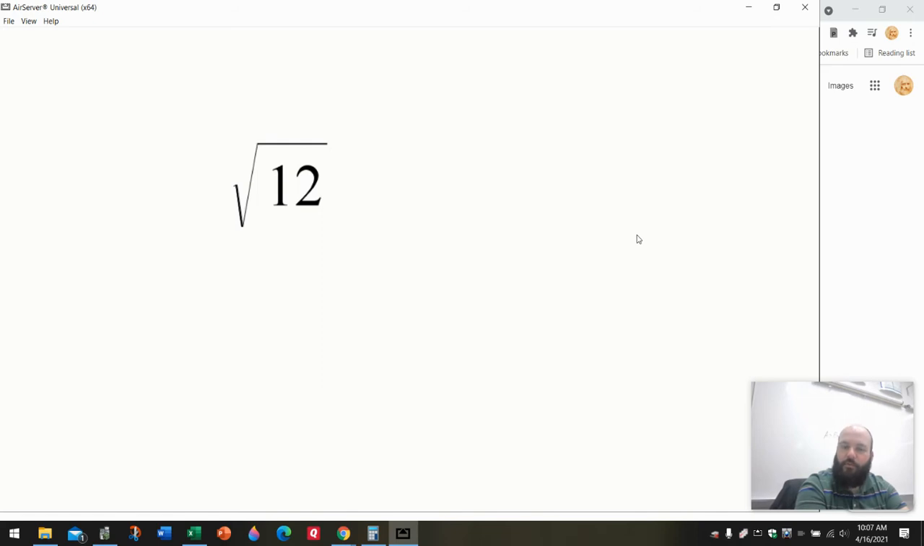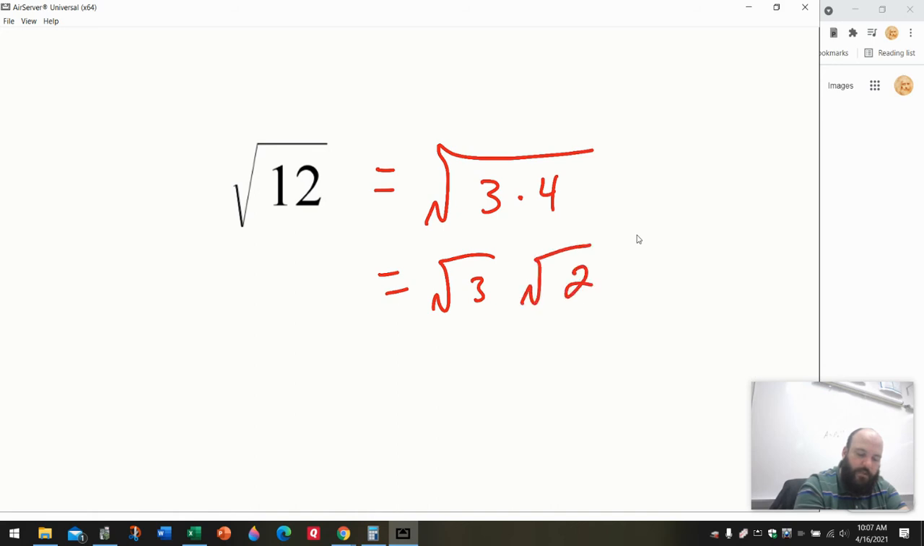Looking through the factors of 12, it'd be 1 and 12, 2 and 6, or 3 and 4. Now, 3 and 4 are the two that we use because 4 itself is a perfect square. So I'm going to break this up into 3 times 4, and I will square root each of these numbers individually. The square root of 4 is actually 2. So we'll have the square root of 3, because we can't simplify that, times 2.